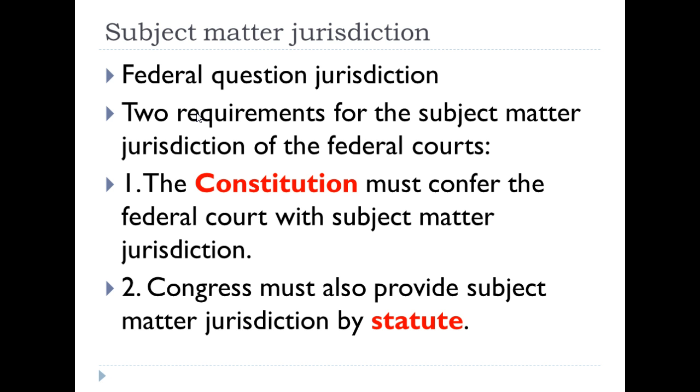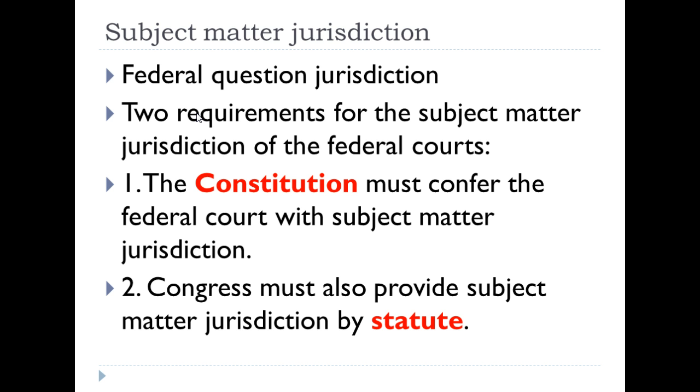Federal question jurisdiction is one of the two main types of subject matter jurisdiction of the federal district courts that we are studying this year in civil procedure. The other type, of course, being diversity jurisdiction, which we're just finishing up right now. As with diversity jurisdiction, there are two requirements that need to be met in order for a federal district court to take subject matter jurisdiction of a case. First, there has to be constitutional authority, and secondly, there has to be statutory authority.